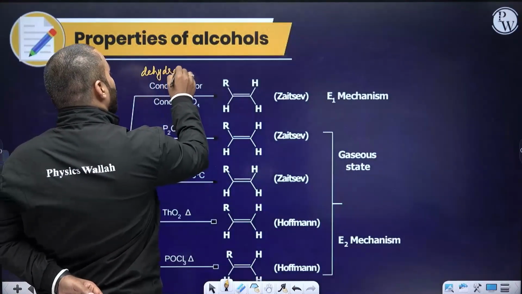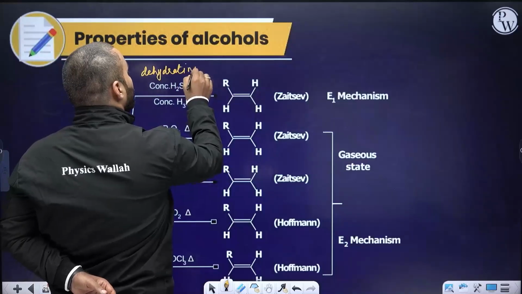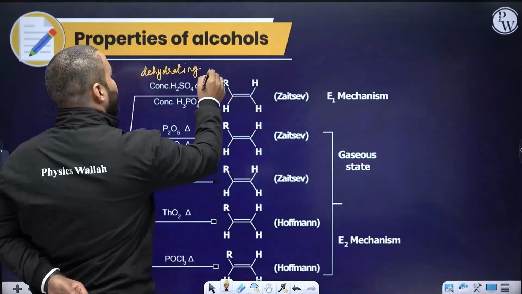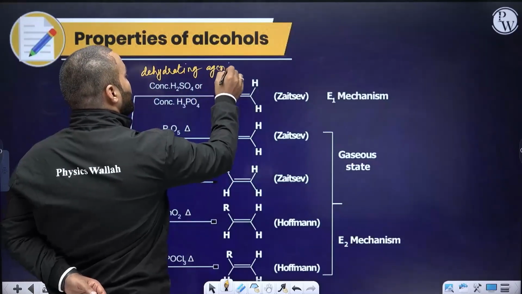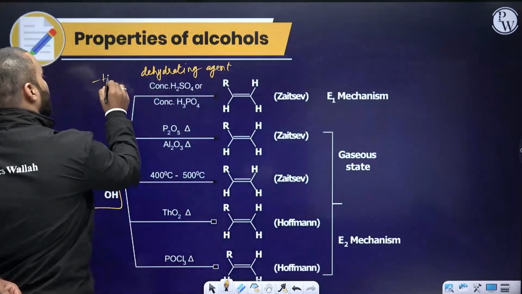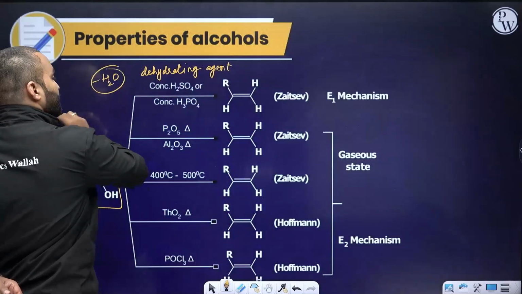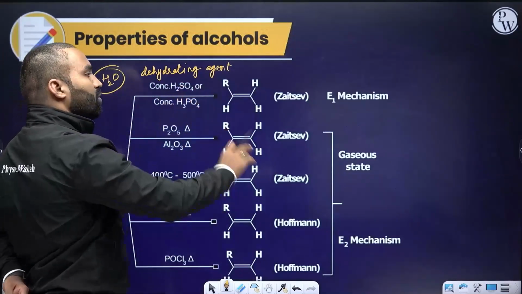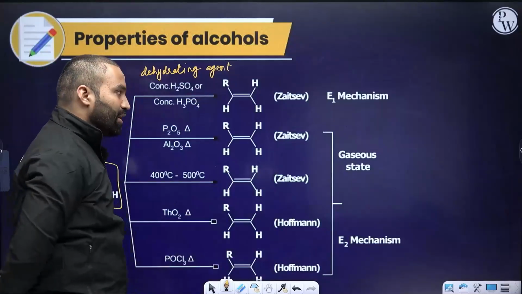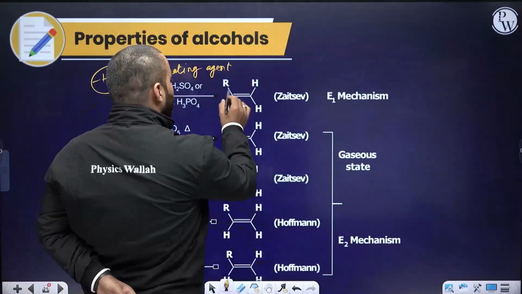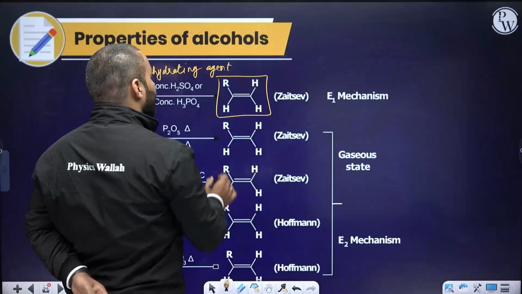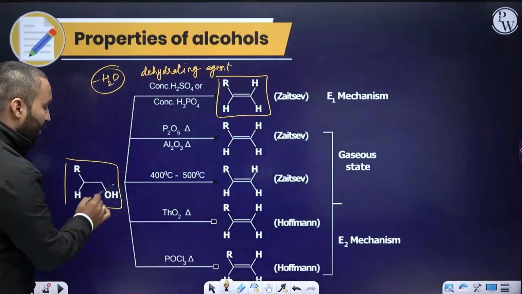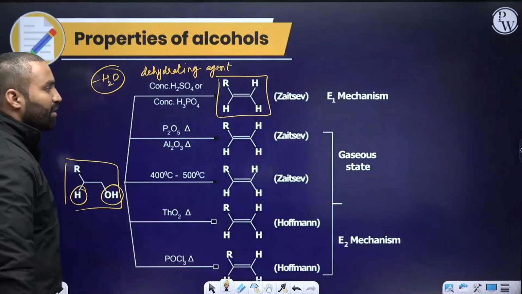If you understand the role of the reagent, you will be able to do the reactions also. It's a dehydrating agent. What does a dehydrating agent do? It will try to remove water. It will dehydrate, obviously. So concentrated H2SO4 or concentrated H3PO4, both of them are going to do the same thing. The compound obtained will have a loss of OH and hydrogen from here, and a double bond is formed.